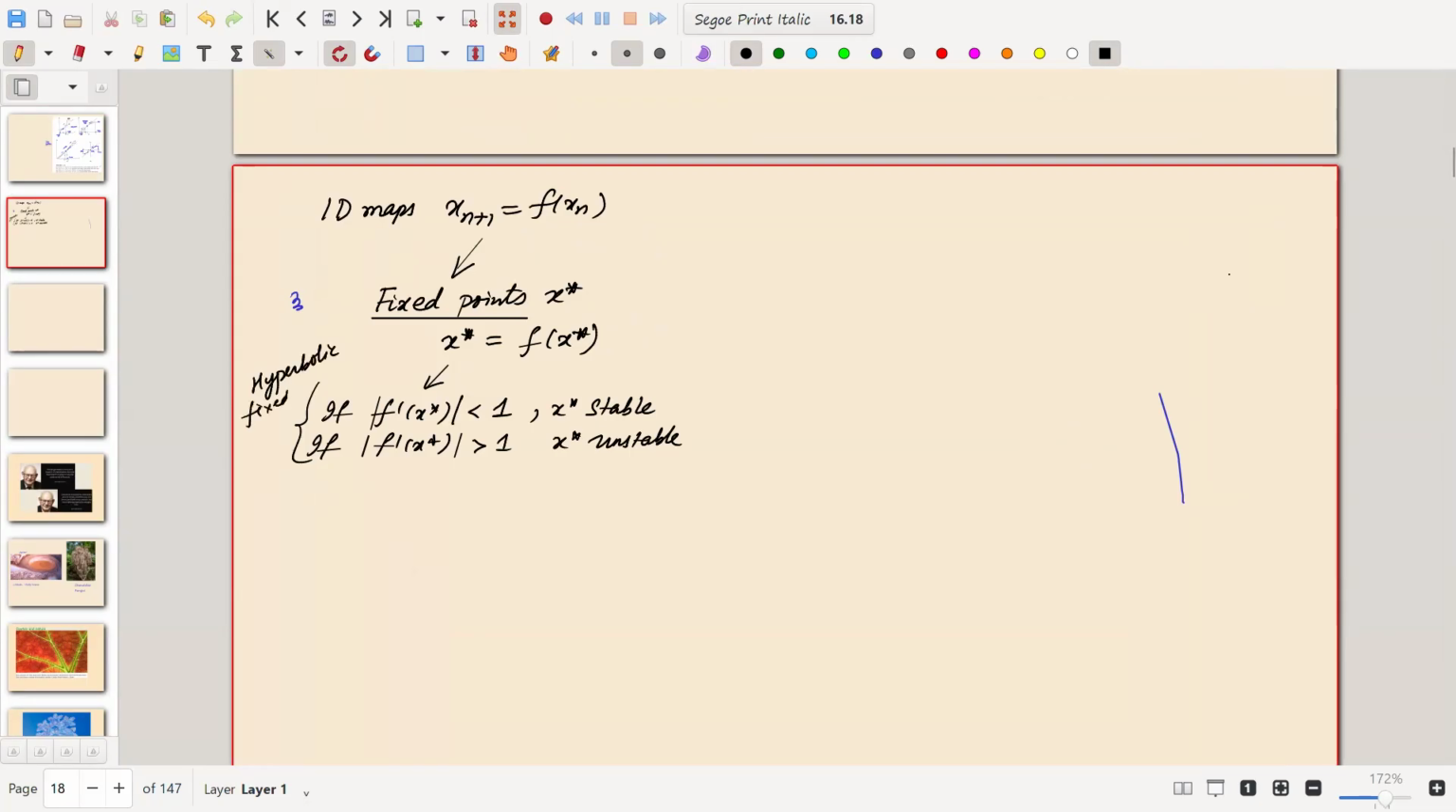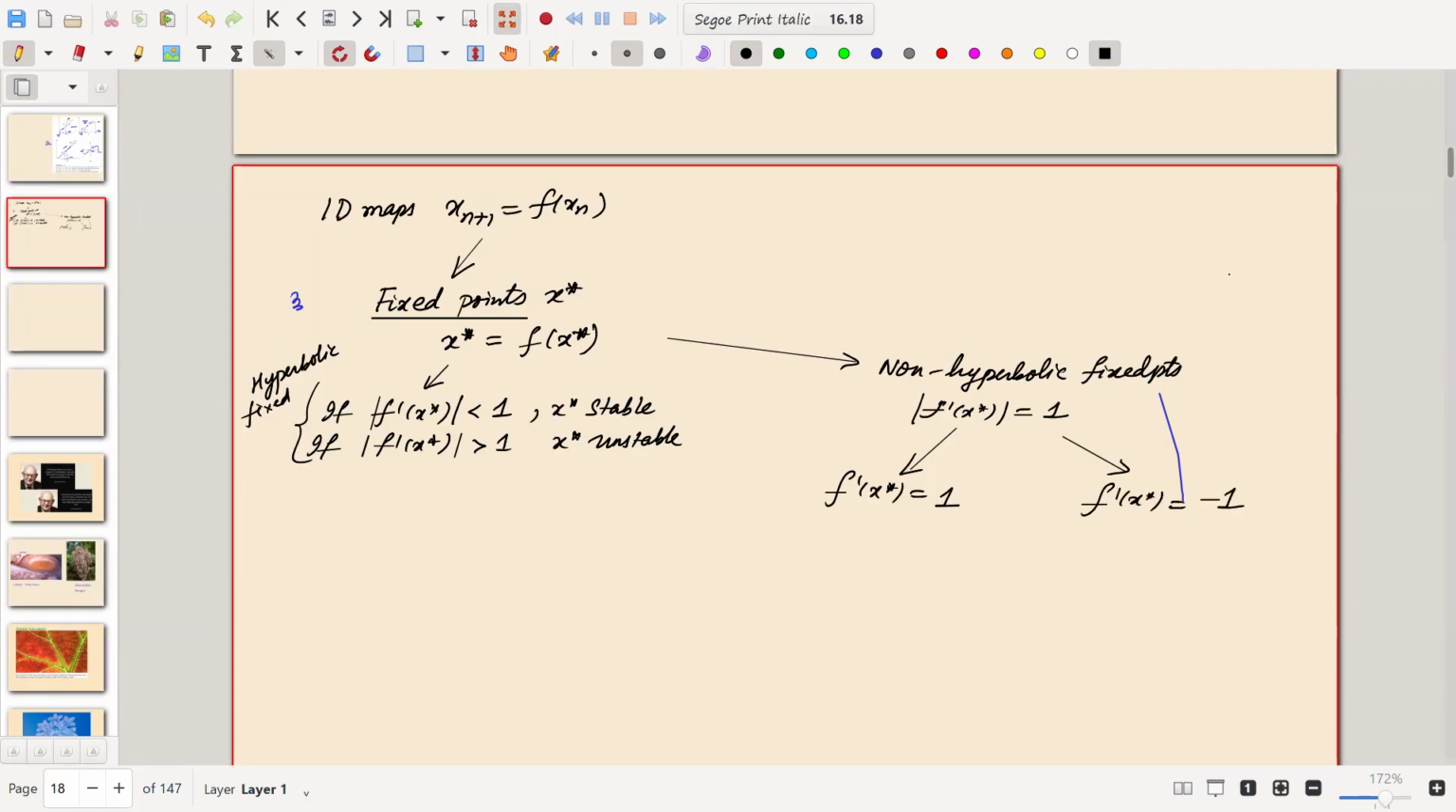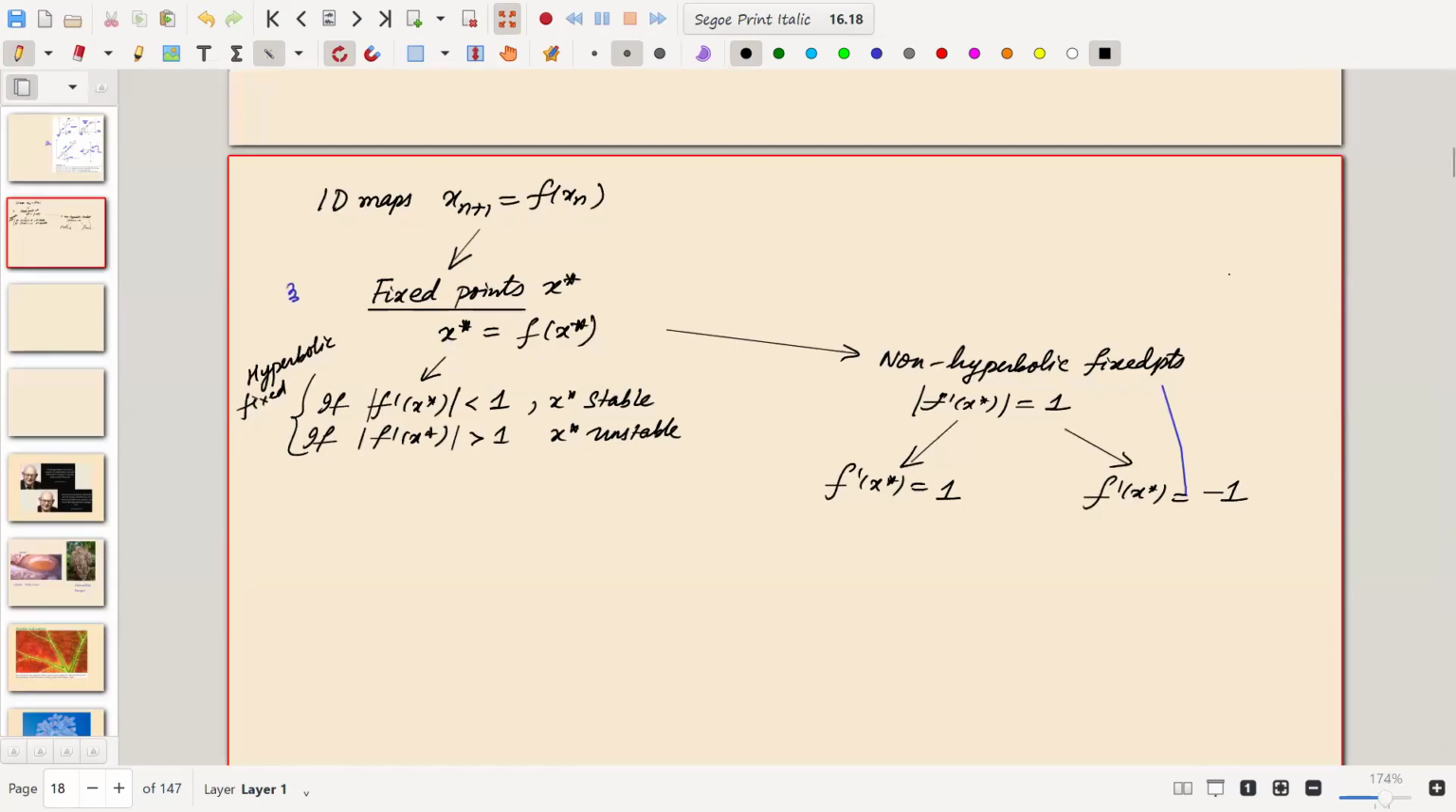Now for the non-hyperbolic fixed points, what to do? What are non-hyperbolic fixed points? When the absolute value of f prime at x star is equal to 1. In this case, how can you assess the stability? It can be two cases. f prime of x star can be 1, or f prime at x star can be -1. If f prime of x star is 1, how do you decide the stability?